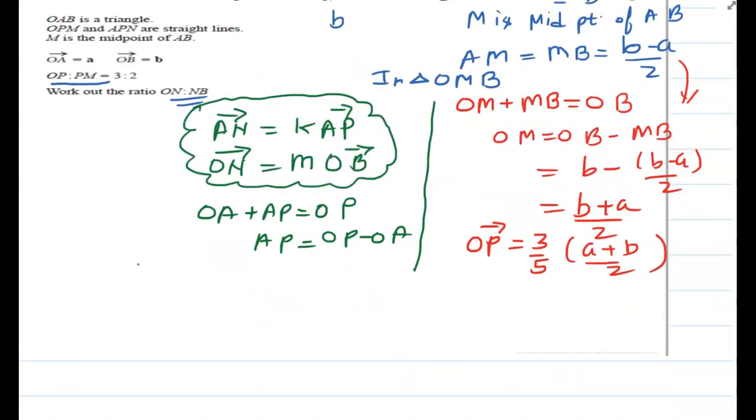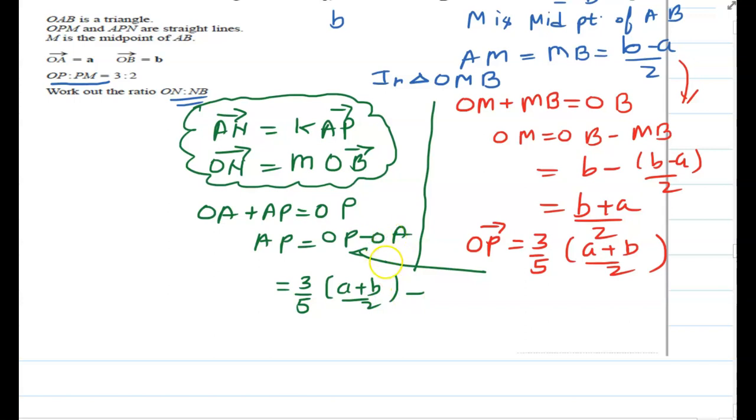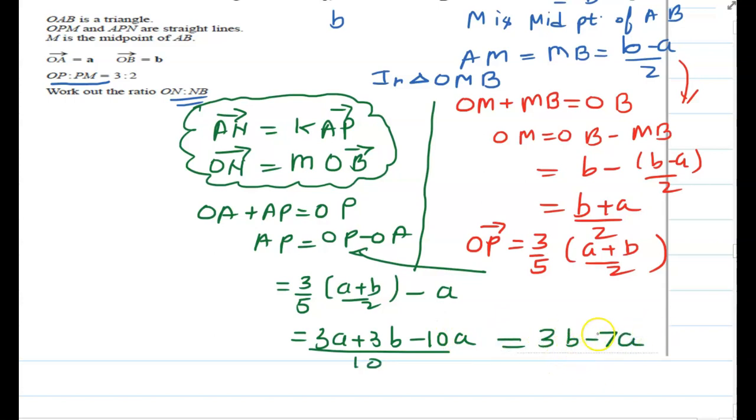So what is the OP value? This is our OP value, so let's put it here, 3/5 times (A plus B) divided by 2. What is OA? OA is A. If you simplify this, 5 times 2 is 10, so this will be 3A plus 3B minus 10A divided by 10. 3A minus 10A will be minus 7A. So we can write 3B minus 7A divided by 10. So we have found AP, isn't it?